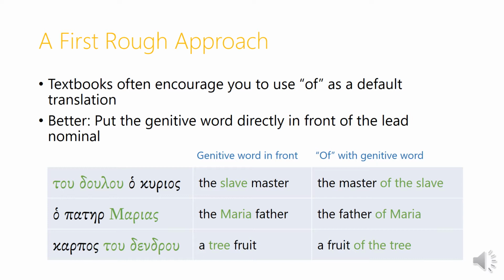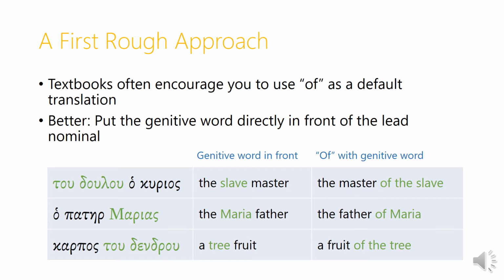The problem is that the English word "of" isn't as vague, isn't as broad in its use as the genitive case is in Greek. And so if we get used to using "of" for the genitive, it's going to bias our interpretation down the road. I think a better approach, even though it sounds more awkward in English, is to take the genitive word and put it directly in front of the lead nominal in our first initial gloss of the phrase.